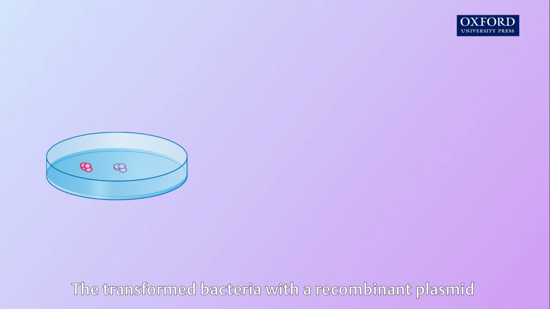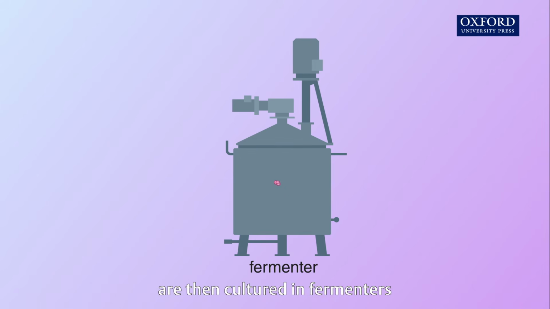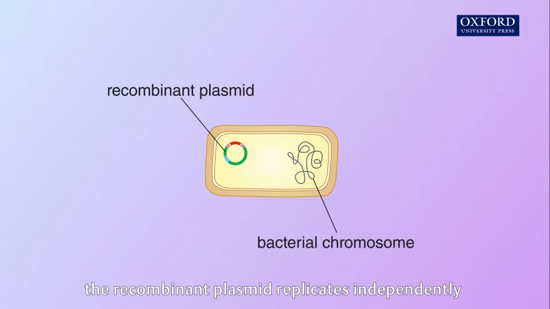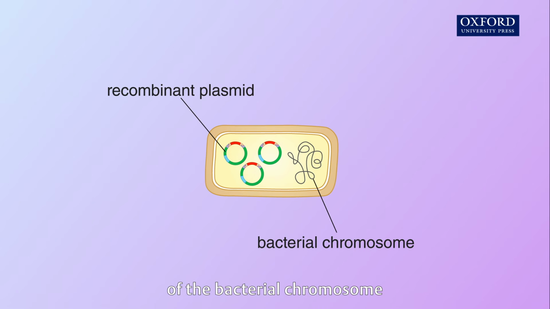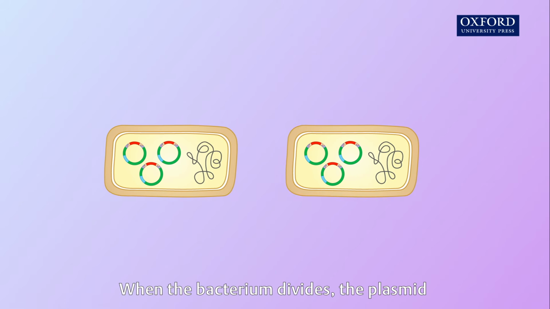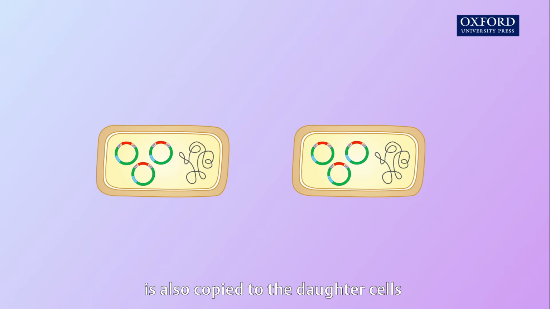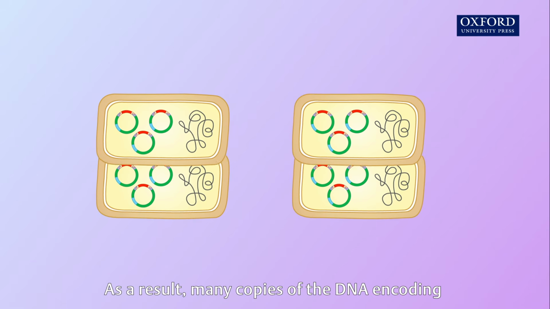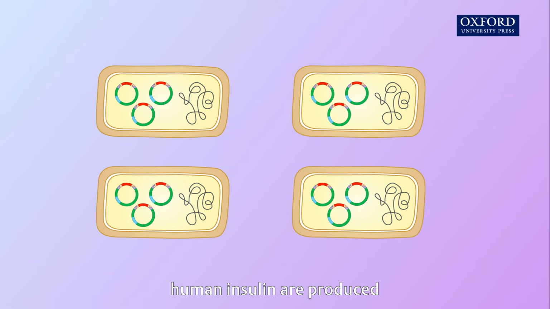The transformed bacteria with a recombinant plasmid are then cultured in fermenters. In each bacterium, the recombinant plasmid replicates independently of the bacterial chromosome. When the bacterium divides, the plasmid is also copied to the daughter cells. As a result, many copies of the DNA encoding human insulin are produced.